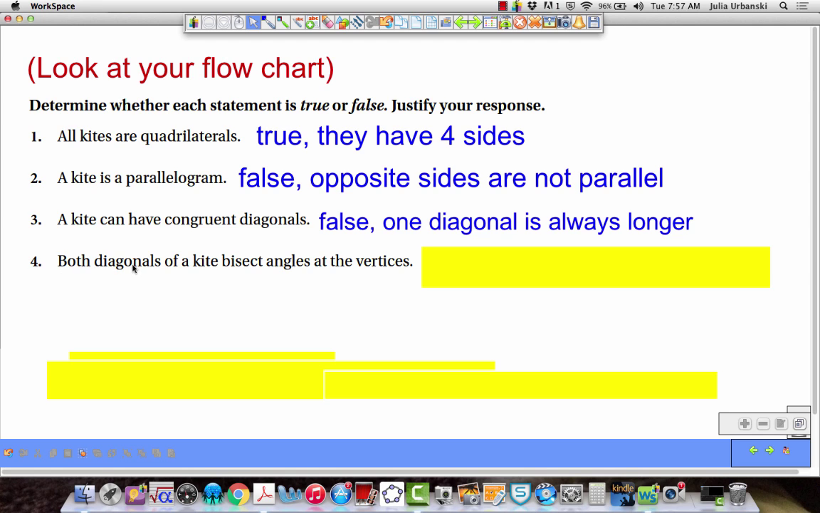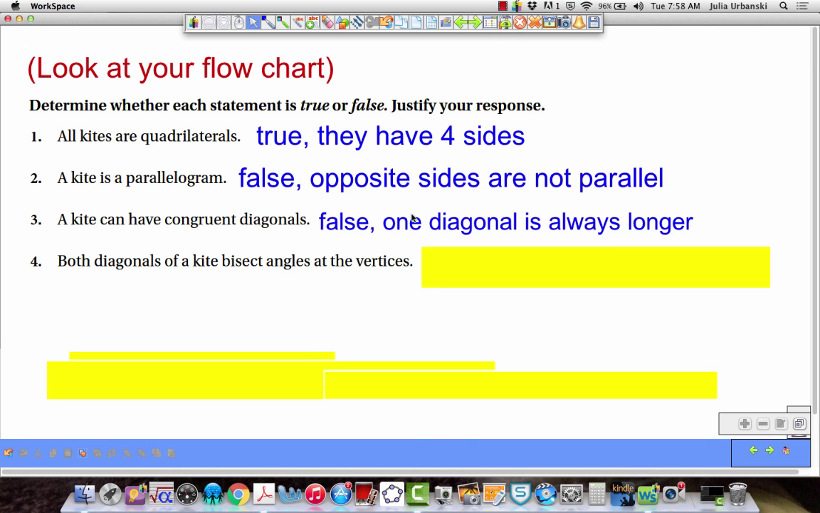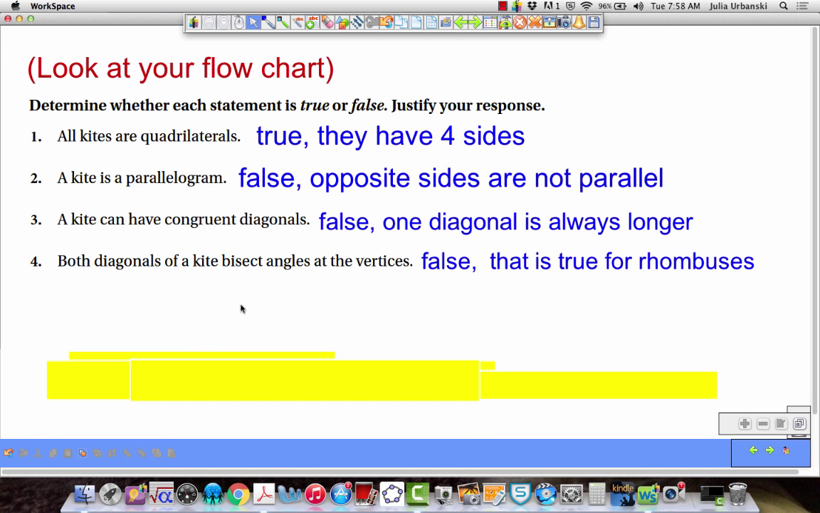Next. Both diagonals of a kite bisect the angles. Both of them bisect the angles. Look back here. Do both of them bisect? Does this one cut that angle in half? The one that I'm pointing to up and down? No. Only one of them can because of the congruent triangles, side angle side. So no, this angle does not get bisected. Only one of them can do that. Both diagonals bisect, that's true for rhombuses. For a kite, it's only true for one of the diagonals.